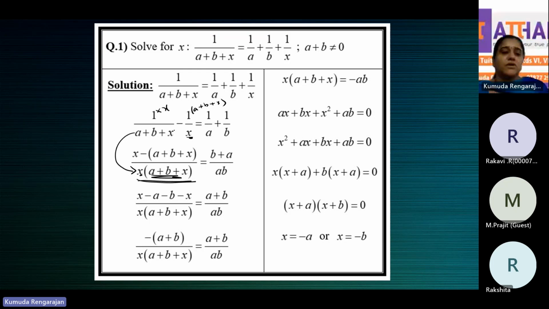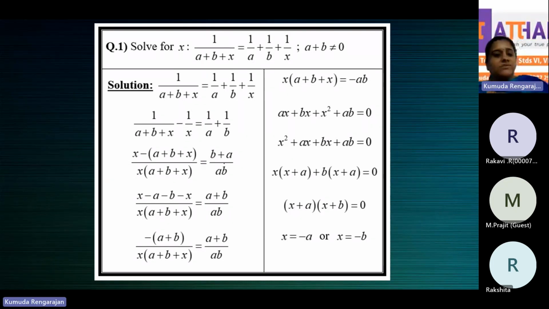So 1 into x is x minus, and 1 into this one is the same thing. Put it in the bracket because there's a minus here, no? Put it in the bracket. Okay, so that's the first step.